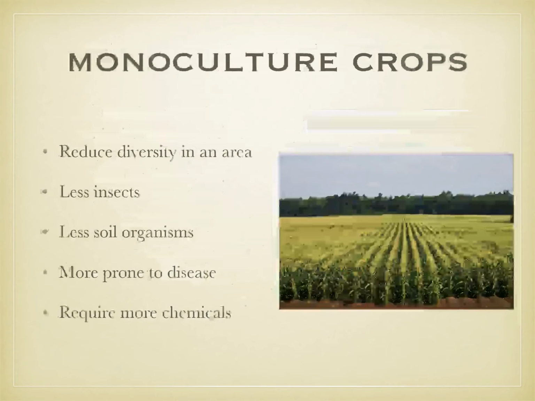Less soil organisms, your insecticides are killing off your soil organisms. And the problem with the monoculture crop is that if you do get a beetle or a bug or an insect that specifically likes that kind of crop, you can lose the whole crop from just one particular species of insect. So they are more prone to invasion by pests.